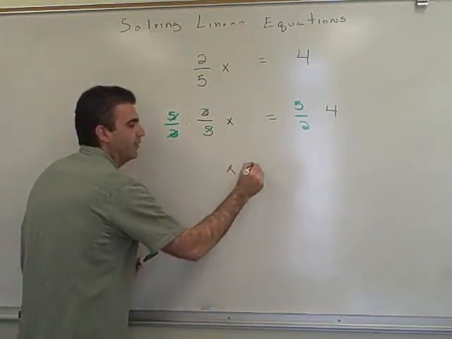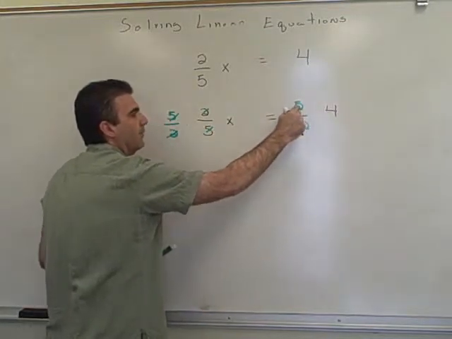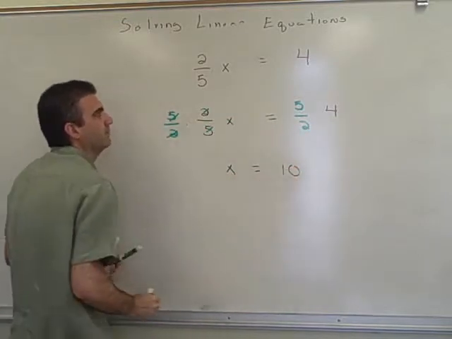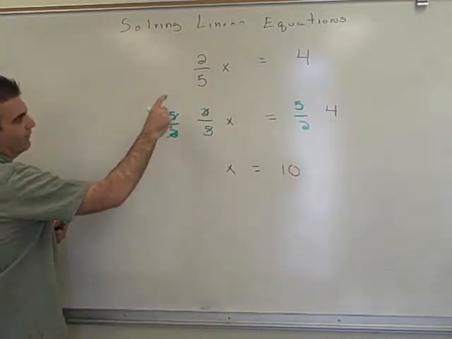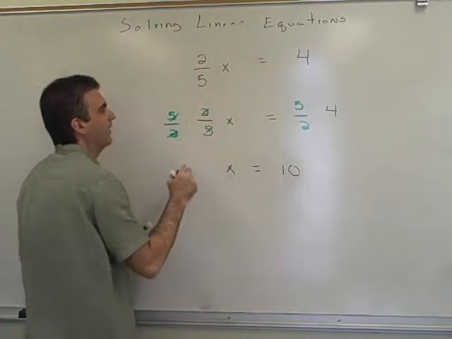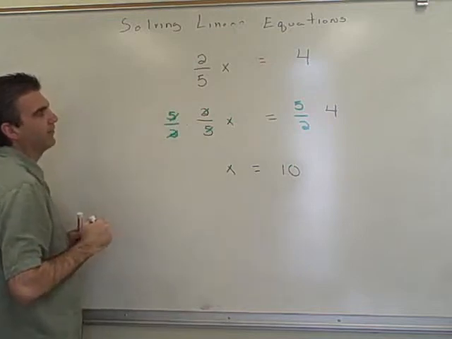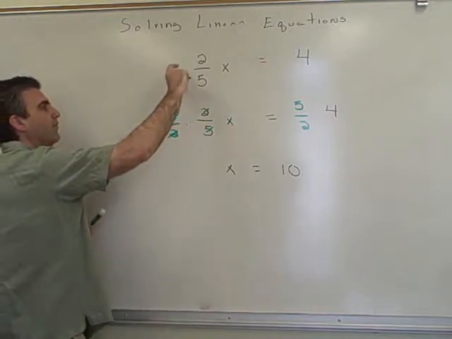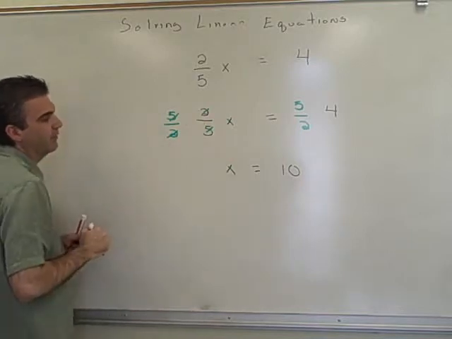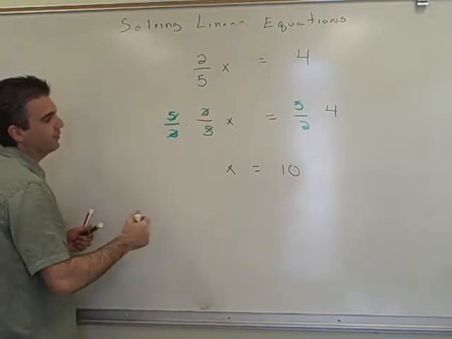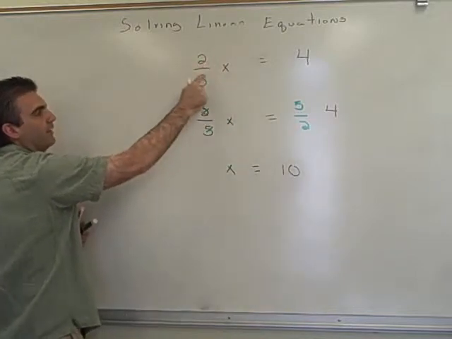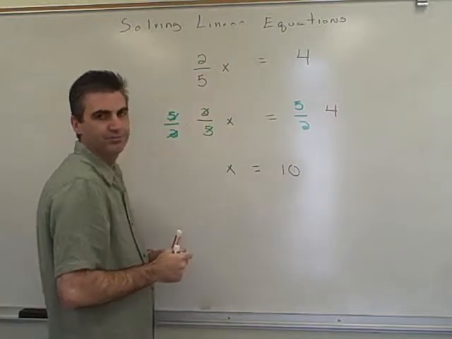And on this side, we multiply through. 5 times 4 is 20. Half of 20 is 10. Okay. Again, if you have a fraction coefficient, you could multiply through by the denominator to get rid of the fraction. Or you could go ahead and in one fell swoop multiply by the reciprocal to get rid of the entire fraction. At this point, we can do a quick visual check. 10 times 2 is 20, divided by 5 is 4.